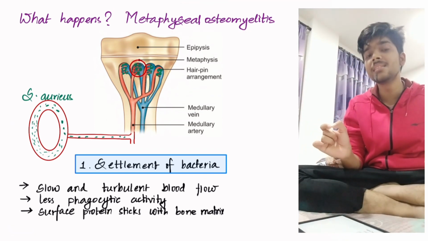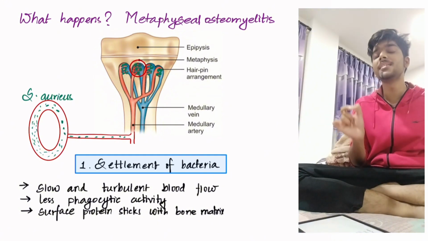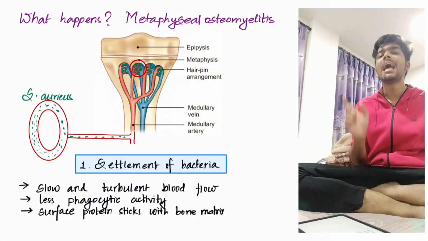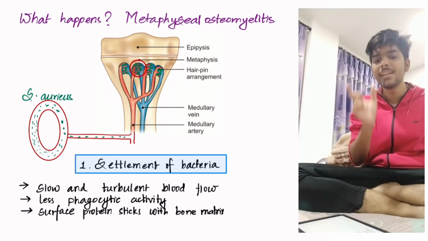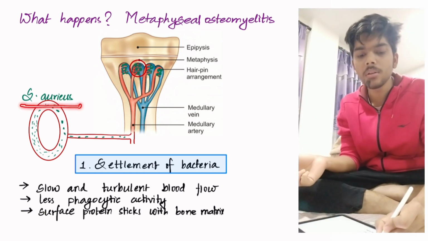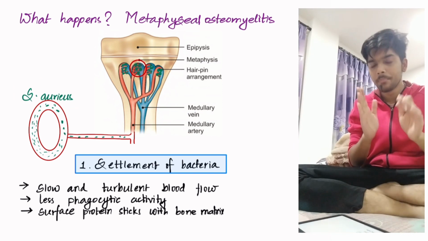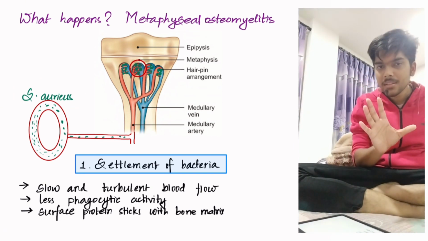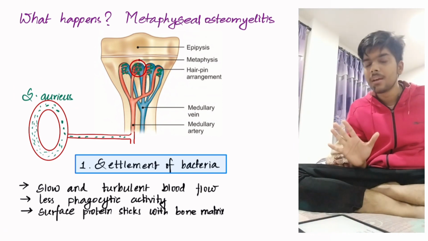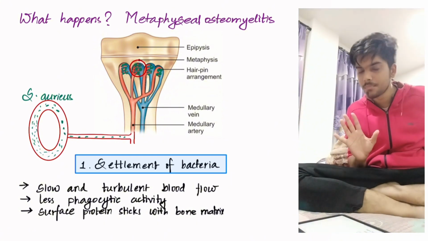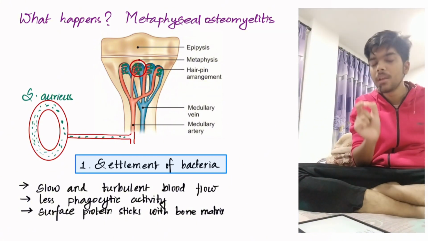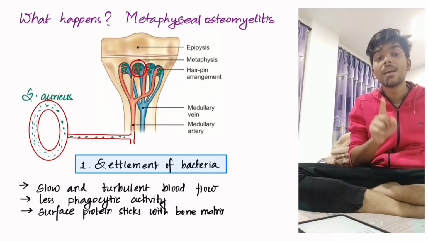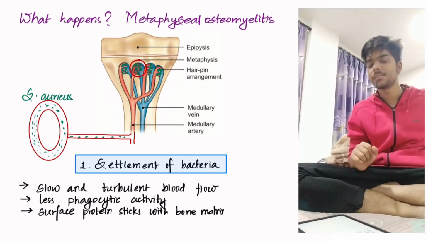Metaphyseal osteomyelitis is the most common osteomyelitis seen in children. One of the most common pathogens that causes this condition is Staphylococcus aureus. See, Staphylococcus aureus is a pyogen, that is, it produces pus. So, Staphylococcus aureus is the most common pathogen that causes pyogenic osteomyelitis.